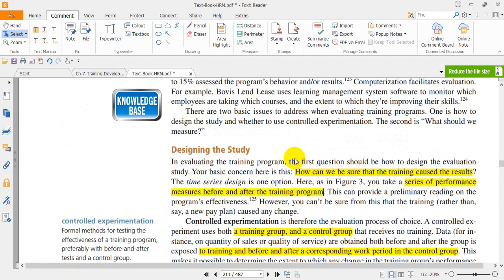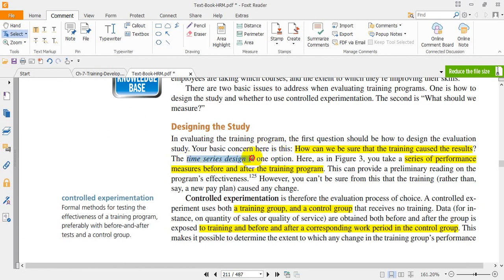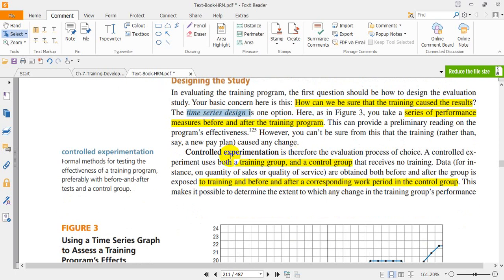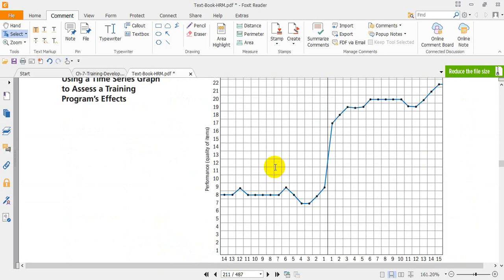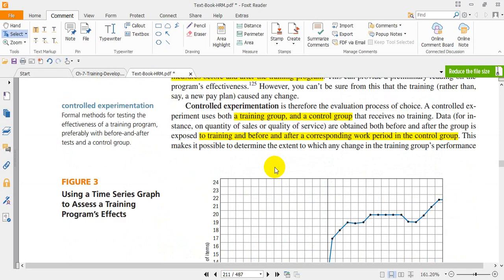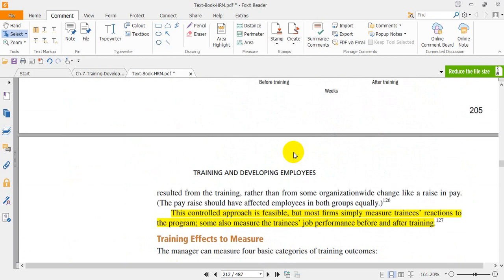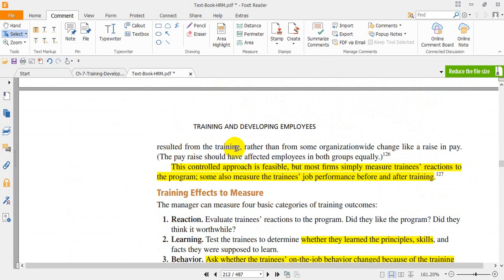Okay, here, time series design: we measure the performance before and after the training. The controlled experimentation: we take two groups, a training group and a control group, and then we measure the performance before and after to determine the extent to which any change in the training group's performance resulted from the training. Okay.